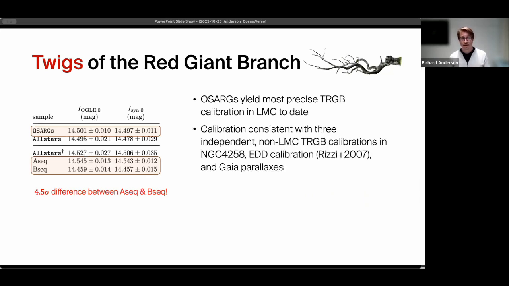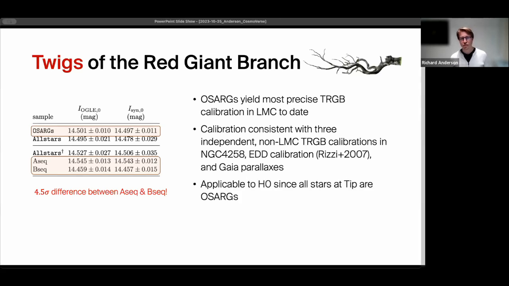I already said that this is the most precise calibration to date, thanks to these small uncertainties, but it's also consistent with 3 independent calibrations of the TRGB that do not use the LMC at all. For example, there's a recent calibration by Lee et al. in NGC 4258. There's the extragalactic distance database calibration that uses a metallicity term to calibrate the TRGB by Rizzi et al., which has been very widely used. And then the Gaia parallaxes that were used in a maximum likelihood analysis, also by Lee et al. Those are all fully consistent with our results.